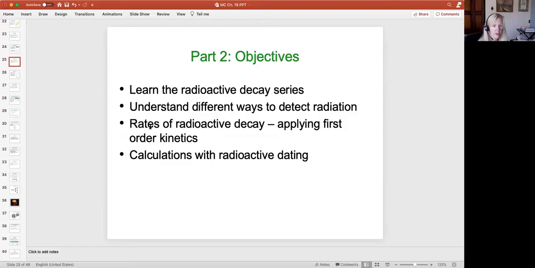Hi, welcome to part 2 of nuclear chemistry. Today we're going to learn about radioactive decay series. We're going to understand the different ways to detect radiation, the rates of radioactive decay.